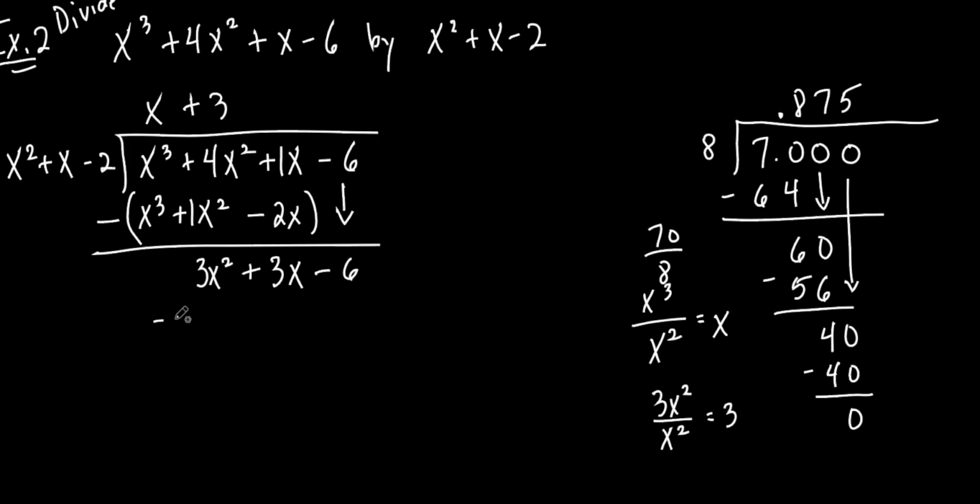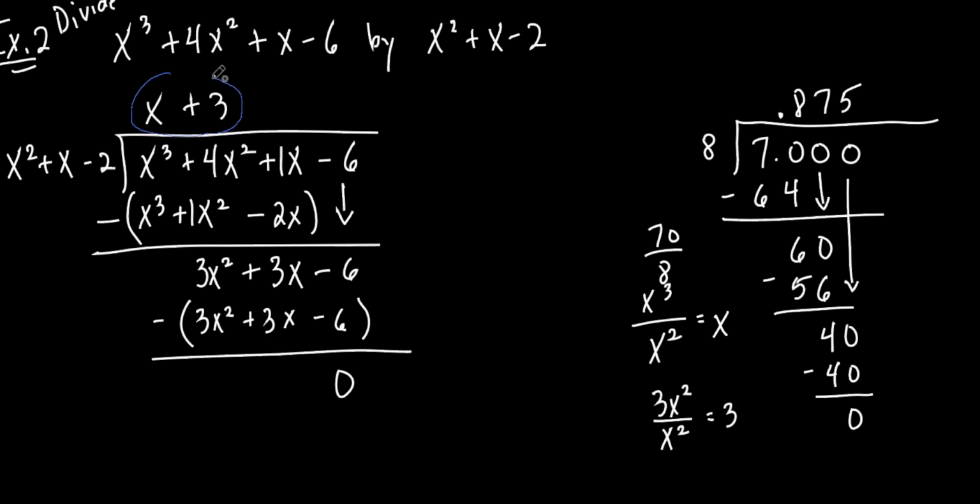Let's multiply and subtract. 3 times x squared is 3x squared. 3 times x is plus 3x. 3 times negative 2 is a minus 6. Now we subtract. 3x squared minus 3x squared is 0. 3x minus 3x is what? 0 again. All right? And then negative 6 minus a negative, so it's negative 6 plus 6 is what? 0. So guess what? My remainder is 0. So this is my answer.